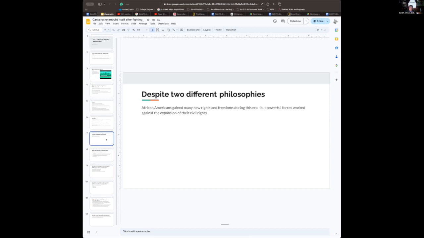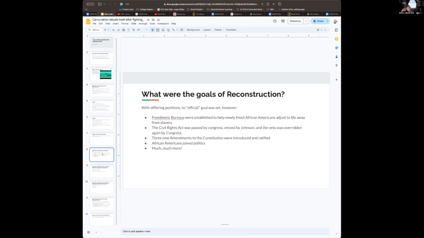Despite these two different philosophies, African Americans did gain many new rights and freedoms that they didn't have during this era, but then there were lots of groups that were still working against them, even with those rights. And we talk a little bit about them in this unit as well. In terms of the major goals of Reconstruction, we like to talk about Freedmen's Bureaus and how they helped newly freed African Americans adjust to life away from slavery.